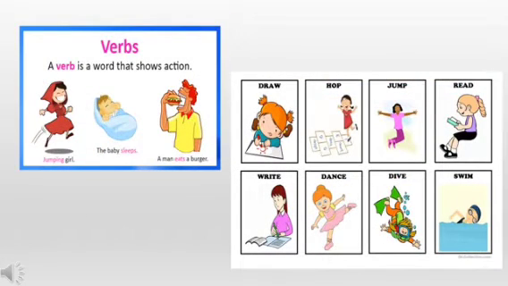Now, let's look at some more examples of verbs. As I told you, a verb is a word that shows action. Here are some more examples. Jumping girl. The verb here is jumping. The baby sleeps. Verb is sleeps. A man eats a burger. Eats is a verb.